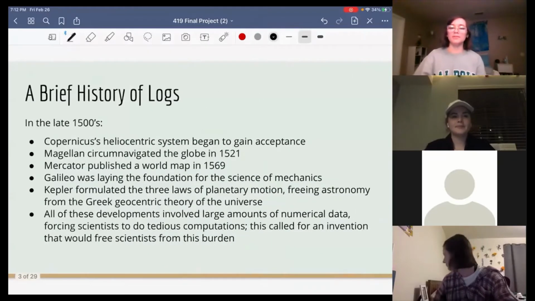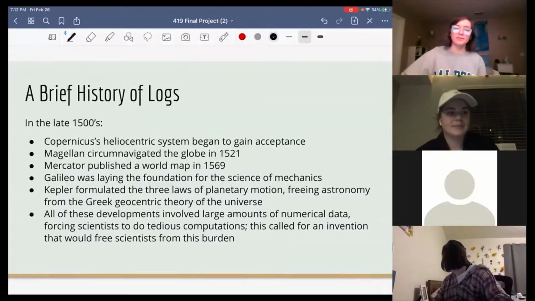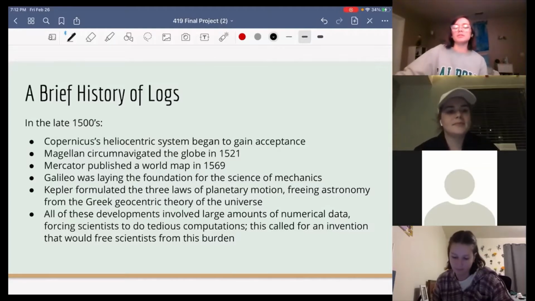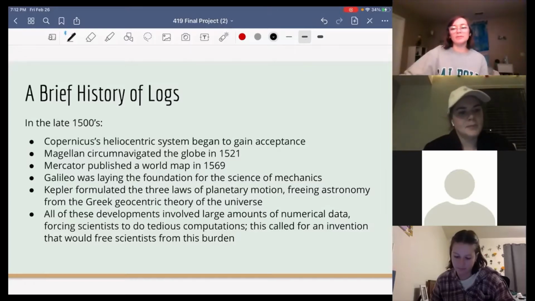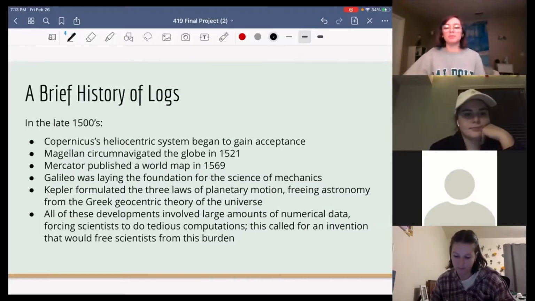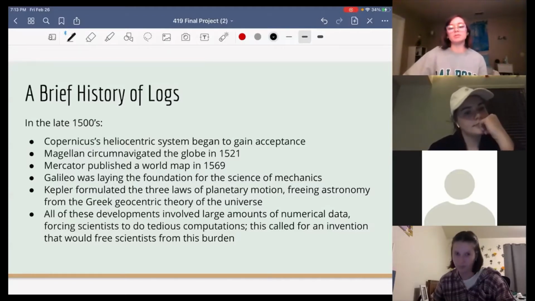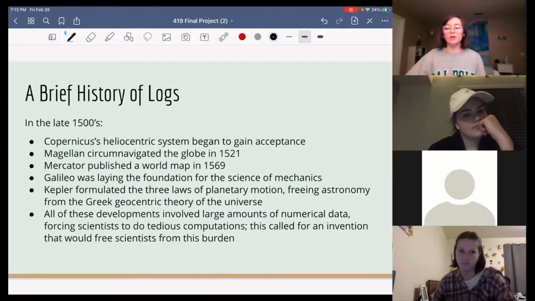All right, now here we have a brief history of logs. So in the late 1550s, Copernicus's heliocentric system began to gain acceptance. Magellan circumnavigated the globe in 1521. Mercator published a world map in 1569. Galileo was laying the foundation for the science of mechanics. Kepler formulated the three laws of planetary motion, which freed astronomy from the Greek geocentric theory of the universe. And so all these developments involved large amounts of numerical data, forcing scientists to do tedious computations. So this called for an invention that would free scientists from this burden.